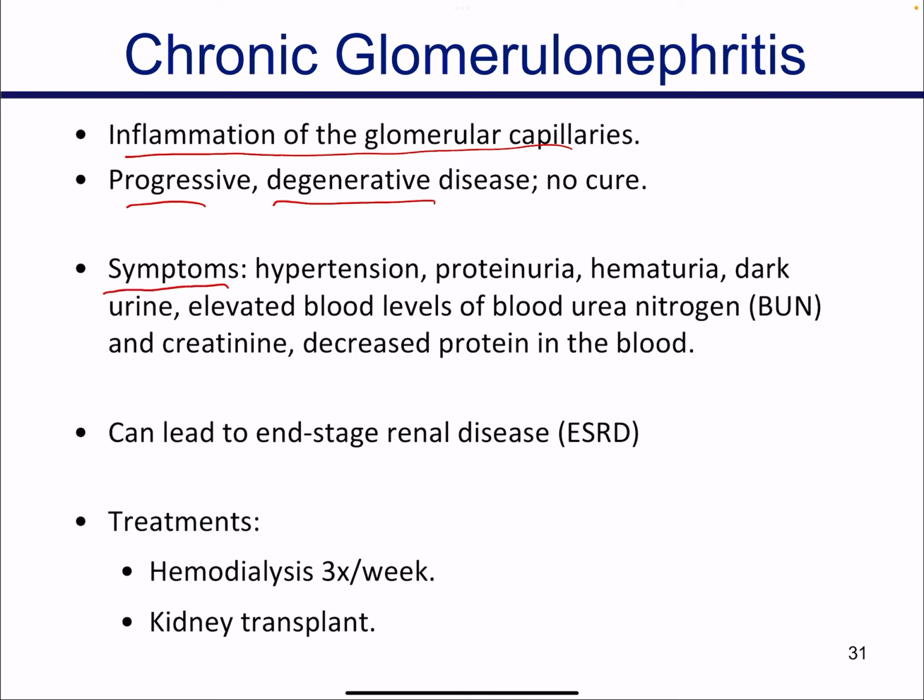So what are the symptoms? Hypertension, presence of proteins in the urine, presence of blood in the urine, dark urine, elevated blood level of blood urea nitrogen, BUN. So blood urea nitrogen, BUN. And also presence of creatinine in the blood, decrease of proteins in the blood. So whenever you have a discard of a bunch of the plasma blood in the urine, that is a sign of kidney failure.